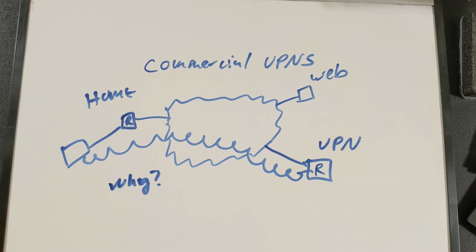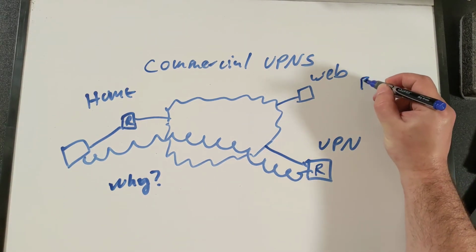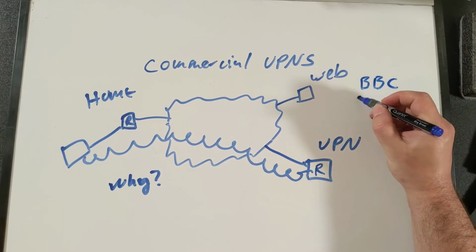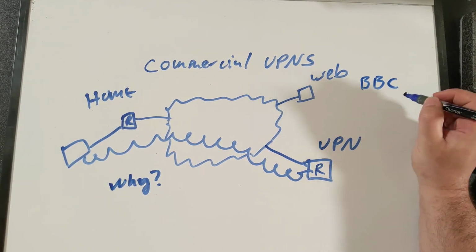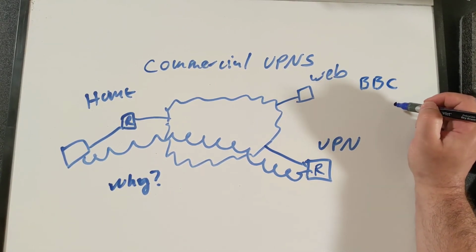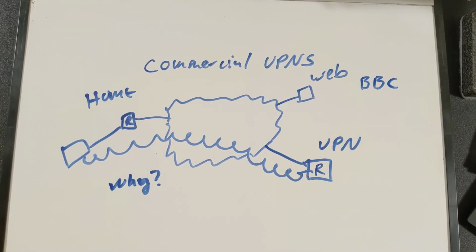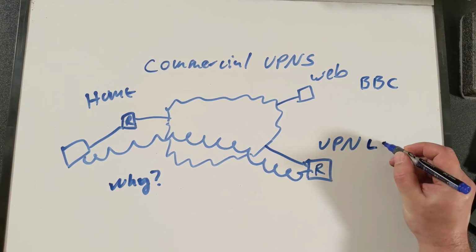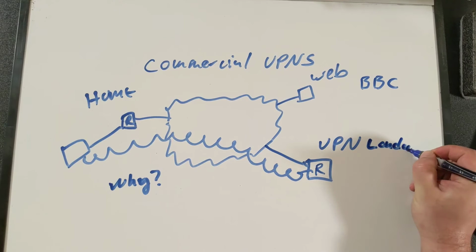All right, so the first example of why that might be helpful is if this web server is the BBC with a new episode of, I don't know, some BBC television show that you want to watch. And the BBC decides that because you're not paying a television license in England, because you're not in England, they're not going to let you see their new TV show. And so what you'll do is access a VPN server in London.